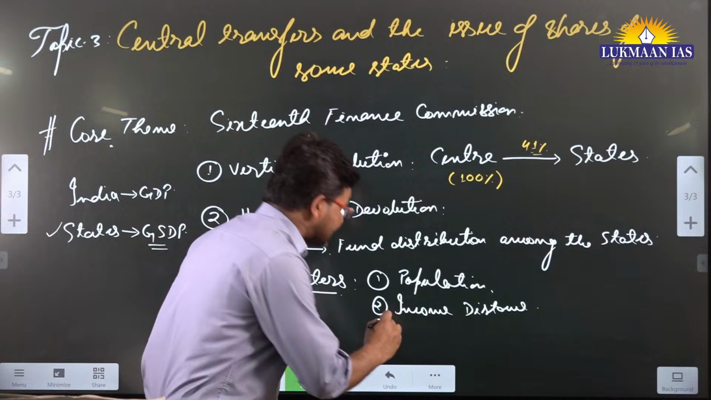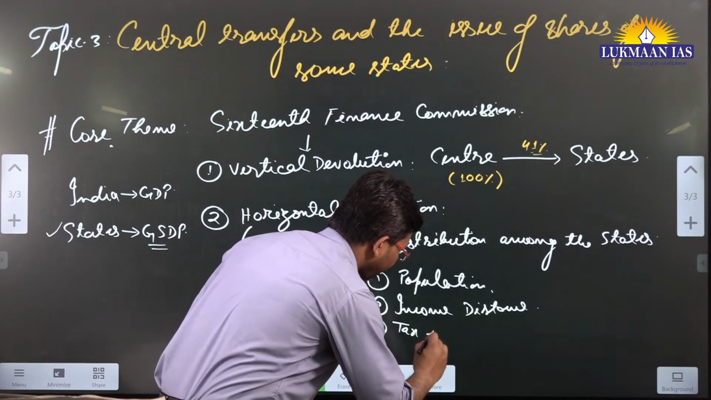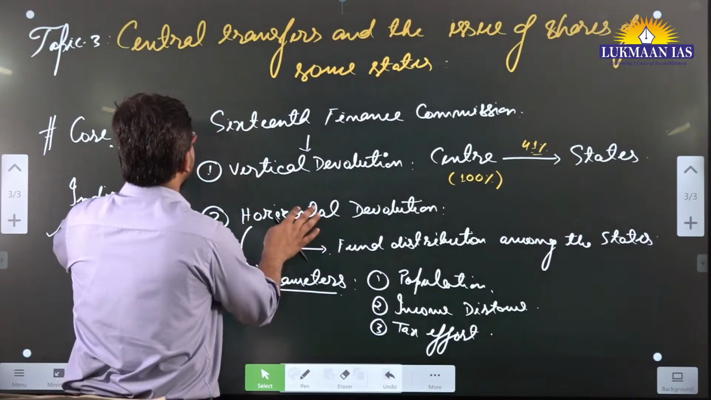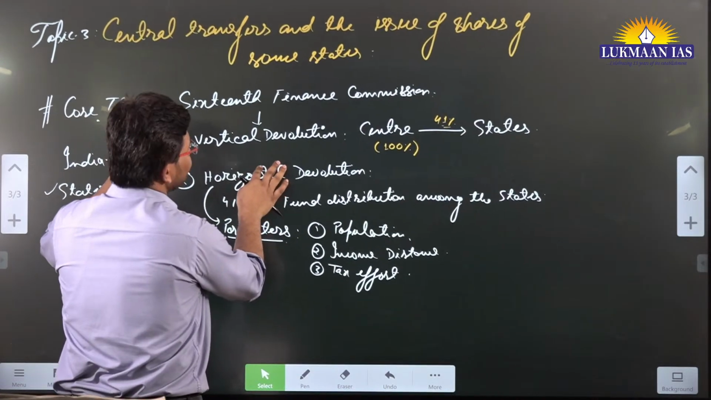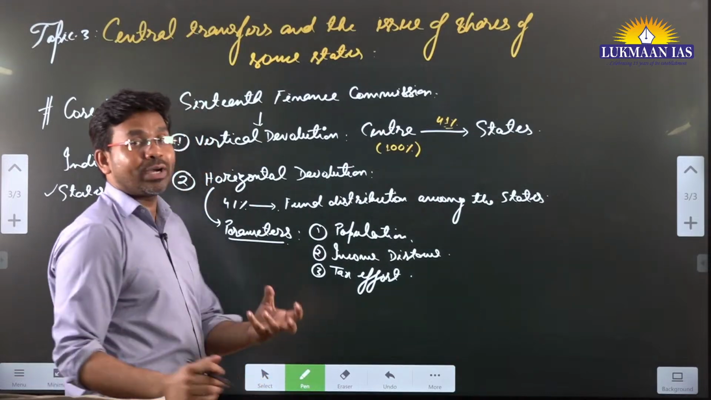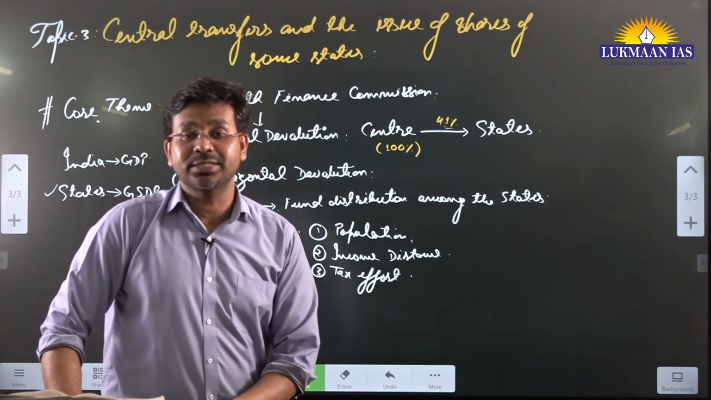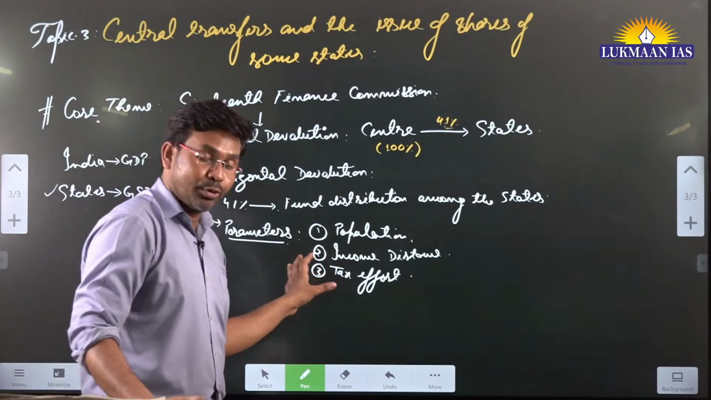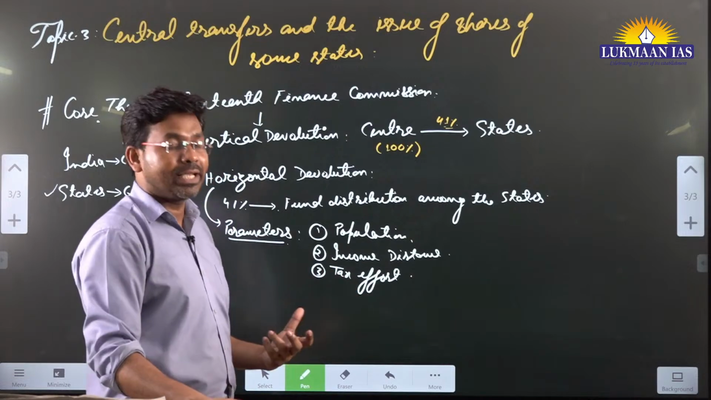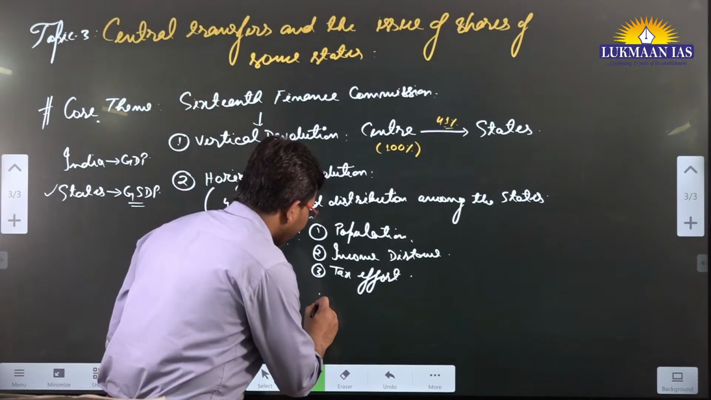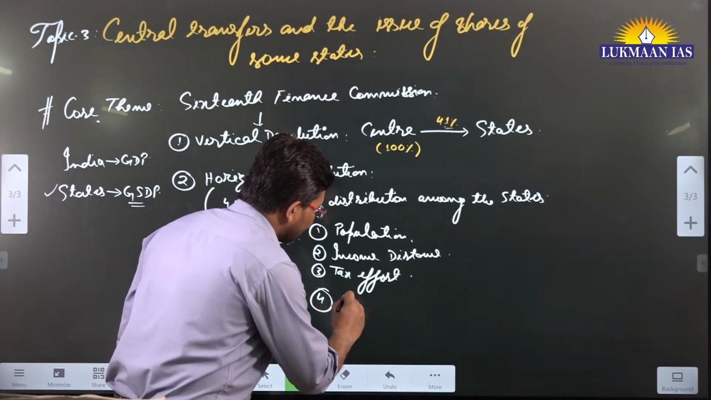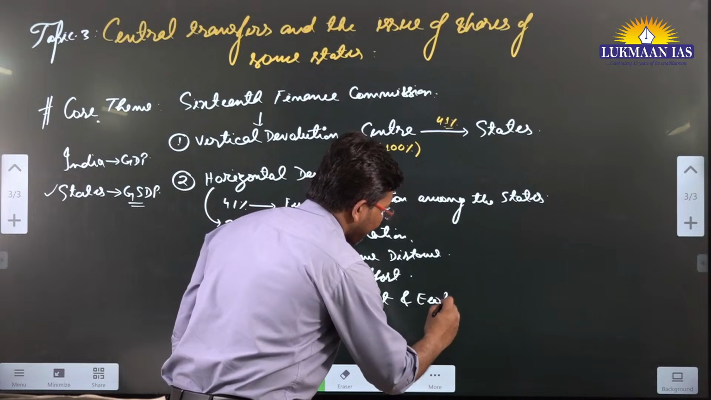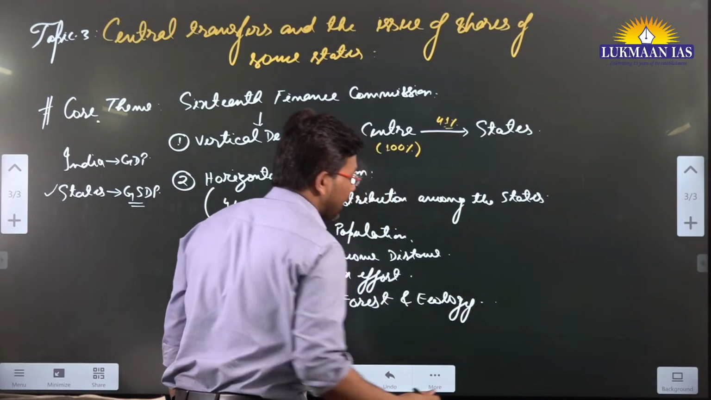Apart from this, tax effort is also a parameter. What do we mean by tax effort? There are states that are putting effort to collect taxes from the citizens and from the businesses. Because of the tax effort they are putting, some additional transfer will be given to those states. Apart from this, as we discussed, forest and ecology is also given certain kind of incentives.